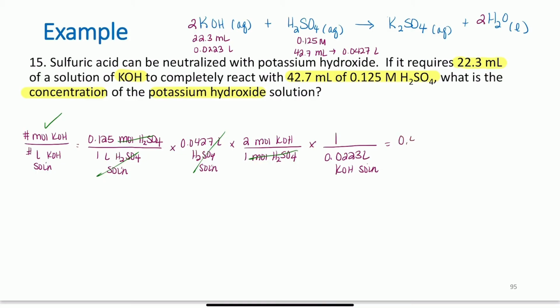This is going to give me 0.479 moles of KOH to 1 liter of solution, of KOH solution specifically, which we can write as 0.479 molar KOH. So if I had 42.7 milliliters of a 0.125 molar sulfuric acid solution, and it took 22.3 milliliters of KOH to completely react it, that means that my KOH had a concentration of 0.479 molar.